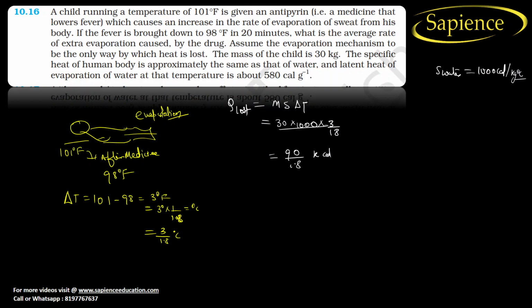So 90 divided by 1.8 is how much? It will be exactly 50 kilocalorie. Now this heat lost is converted into excess water evaporation.